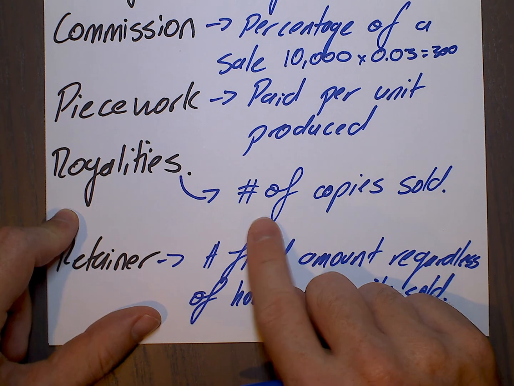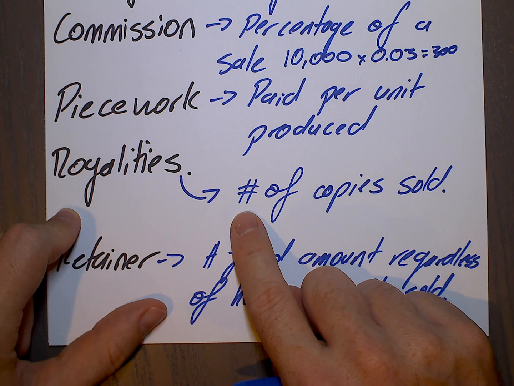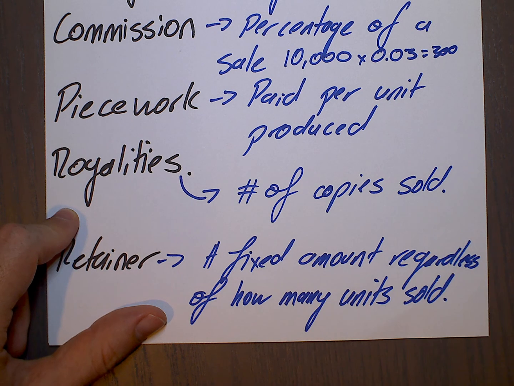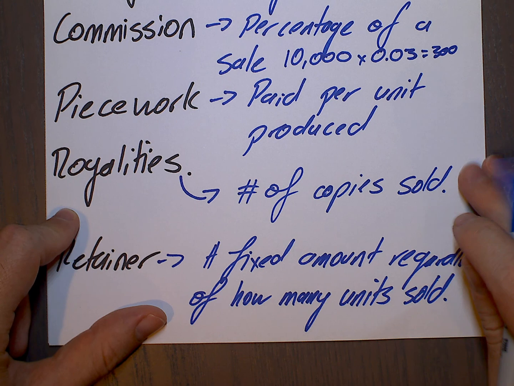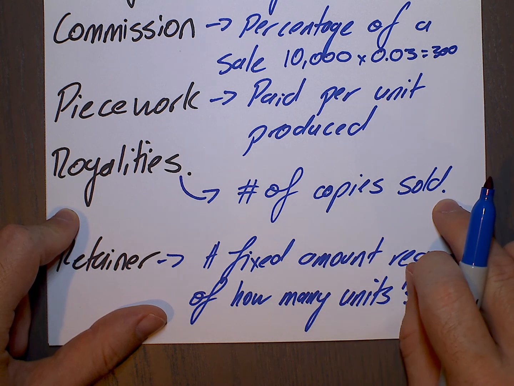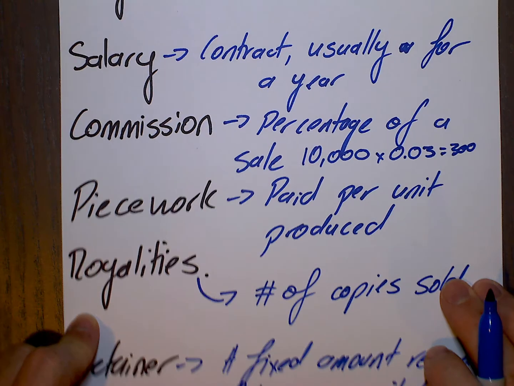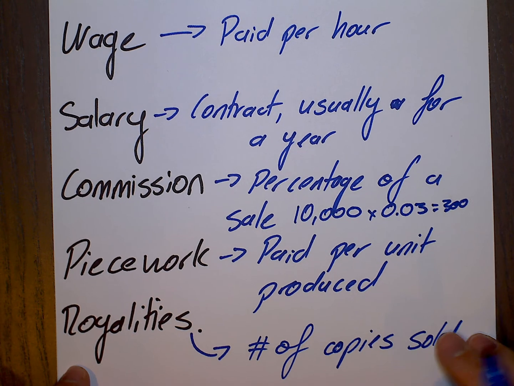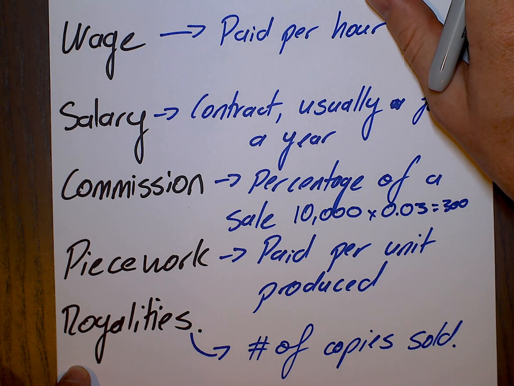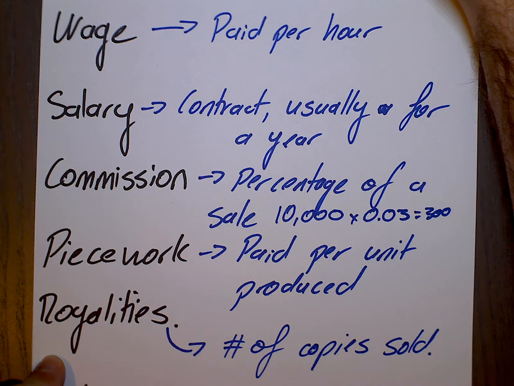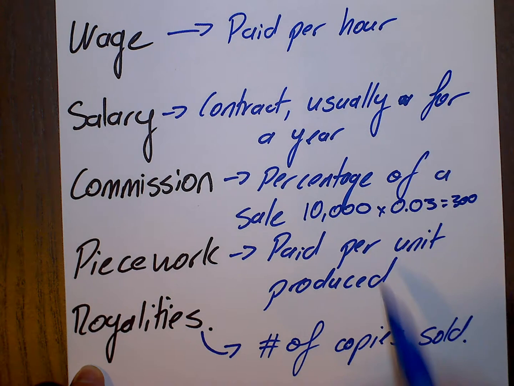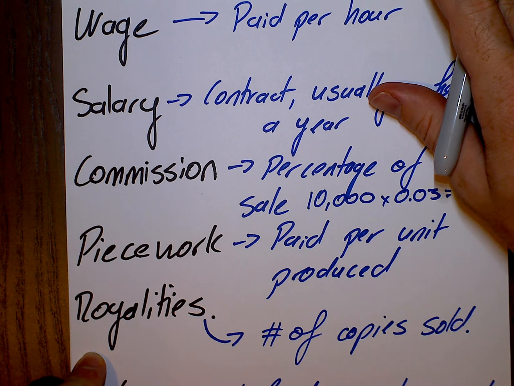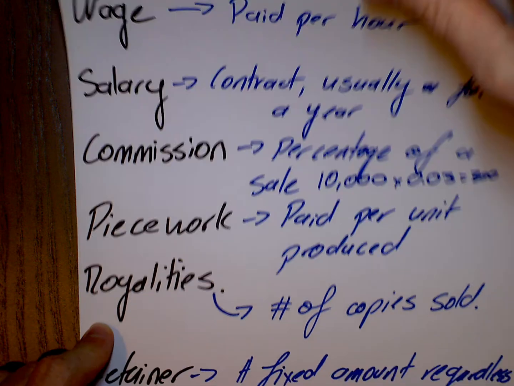Royalties. The number, hashtag in case you don't know what it means, number of copies sold. So if you're a musician and you sell so many albums, you'll get paid so much per album. Those are all our definitions. You've probably heard these in passing, and people use them in language, but you don't know exactly how to piece them all together, and I hope that is a little bit helpful. A retainer is probably the less common one. So let's get into some examples.